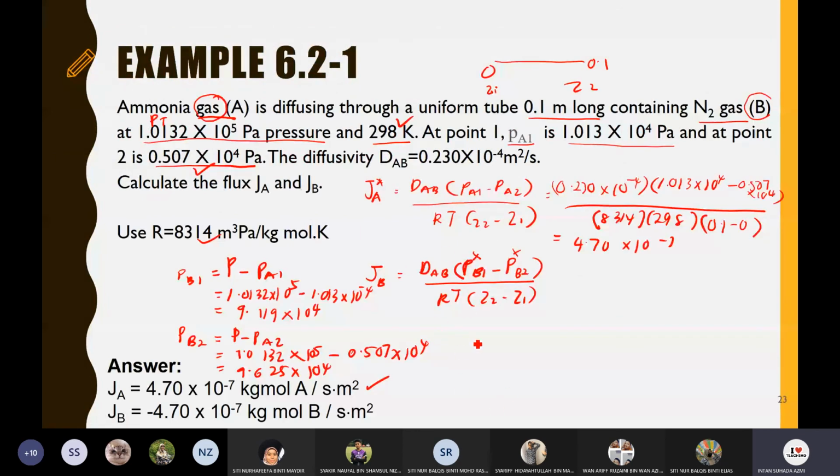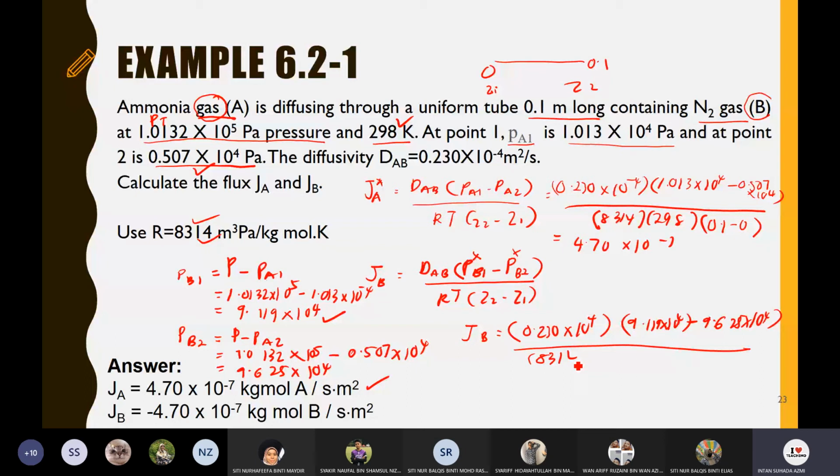Okay, so we put it back in this equation. So J will be equal to, what is the DAB? Okay, 0.230 times 10 to the negative 4. Okay, PB1 we have found, right, 9.991. Sorry, we must minus this PB2, 9.625, 10 to the power of 4, divided by R, the gas constant, 8314. T is 298 Kelvin. Z2 is 0.1 minus 0. Okay, so you will get 4.7 times 10 to the negative 7.